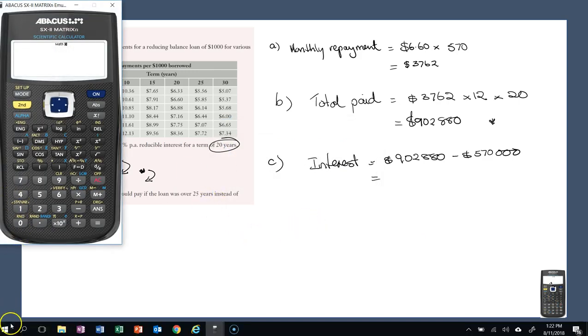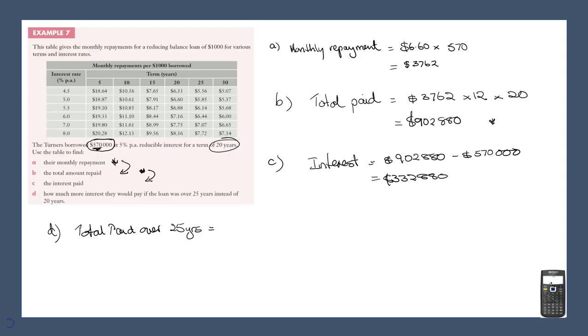And so you can see there that they've paid a total of $332,880 in interest. Yeah, that is quite a significant amount, isn't it? It's not quite double what was borrowed, but yeah, it's still a very significant amount of interest.